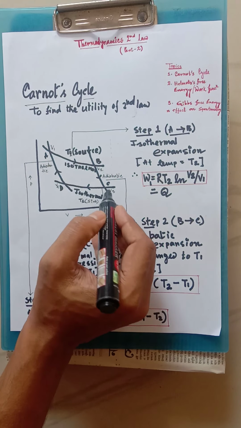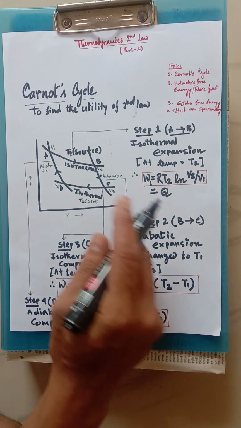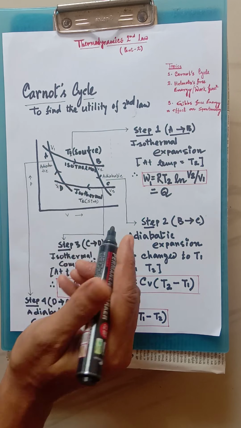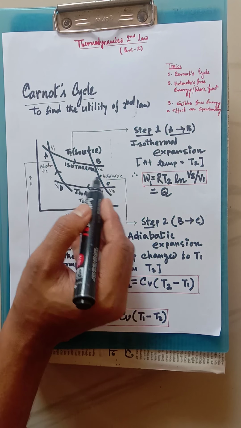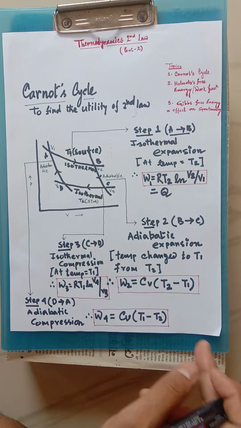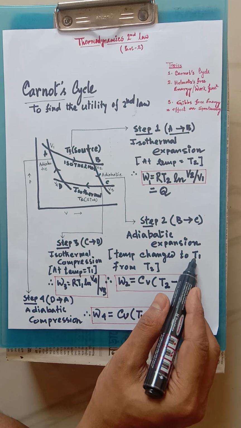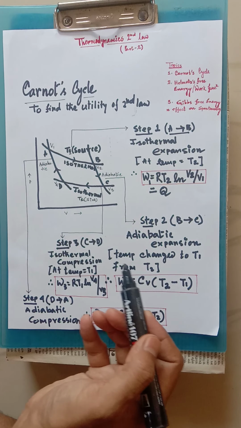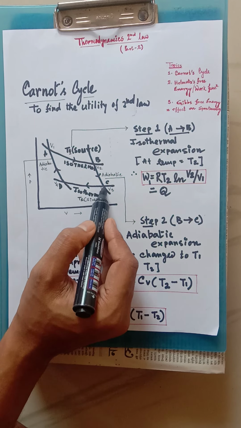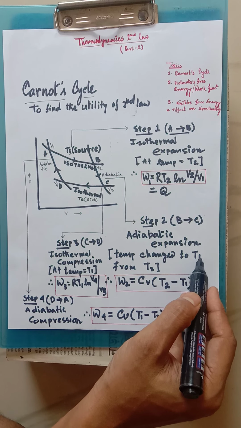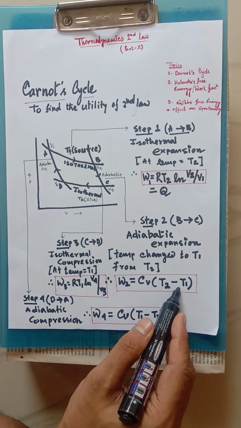Now moving to the next part, B to C. This is adiabatic expansion. For isothermal, this will be the curve, and for adiabatic, this will be the curve. Adiabatic is much steeper than isothermal, so that is the curve that is followed. In adiabatic expansion the temperature changes. Initially it was T2, now the temperature has changed to T1. So the second work done, W2, will be CV (T2 minus T1).